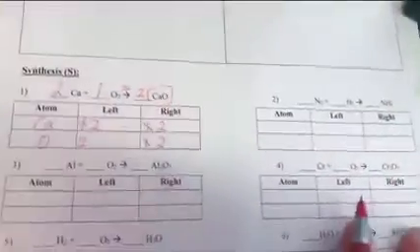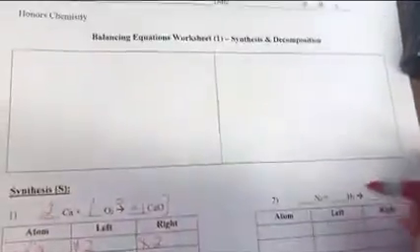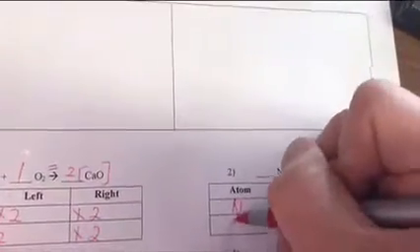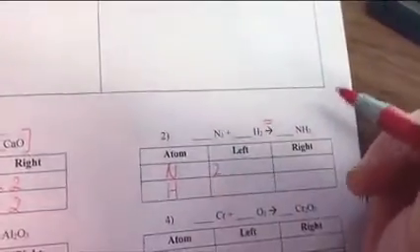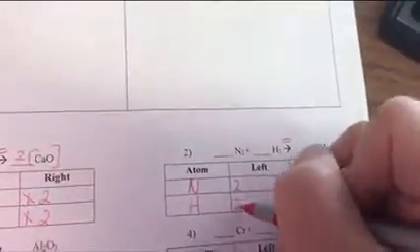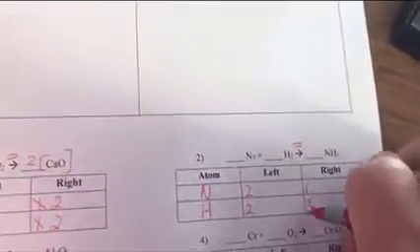Okay, now here I'm going to put the equal sign here too. So I have 2 atoms: one is N, one is H. So I have 2 nitrogen on the left and 1 nitrogen on the right-hand side. I have 2 hydrogen on the left and 3 hydrogen on the right-hand side.